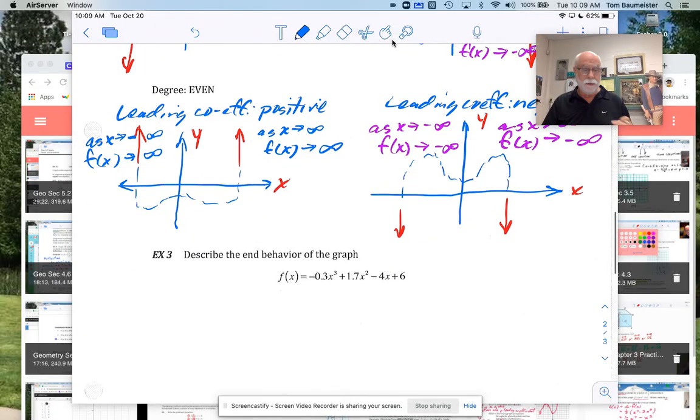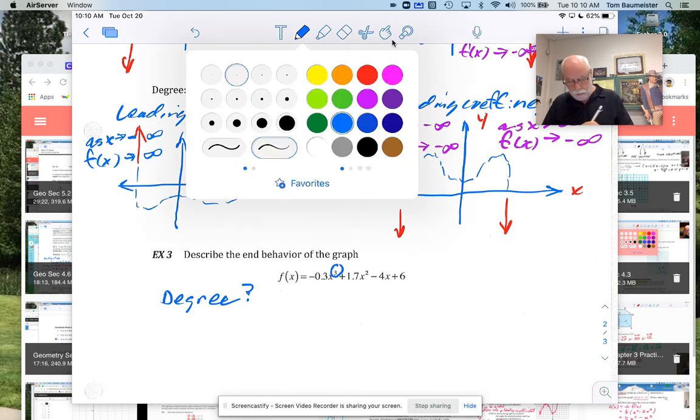All right, so our last example for today. Describe the end behavior of the graph. F of x is equal to negative 3/10 x cubed plus 1.7 x squared minus 4x plus 6. So if it's not in standard form, put it in standard form. This one is in standard form. So again, the leading degree tells us if it's going to be odd or even. So if we look here, we have our degree. It is odd.